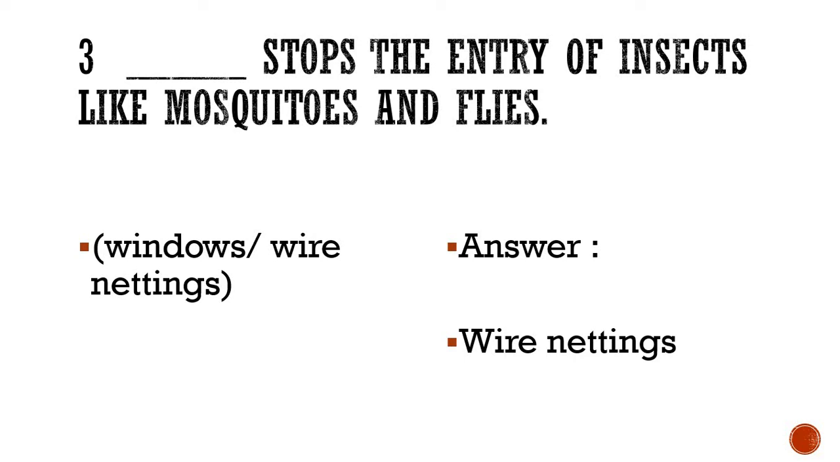Wire nettings stops the entry of insects like mosquitoes and flies. Please repeat it loudly and clearly. Wire nettings stops the entry of insects like mosquitoes and flies. Clear enough? I hope that you are repeating after me. Moving on to number 4.